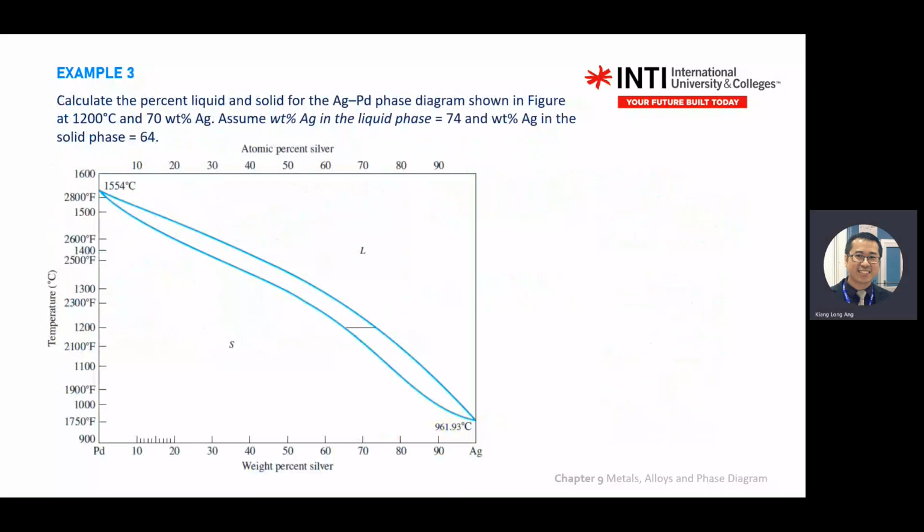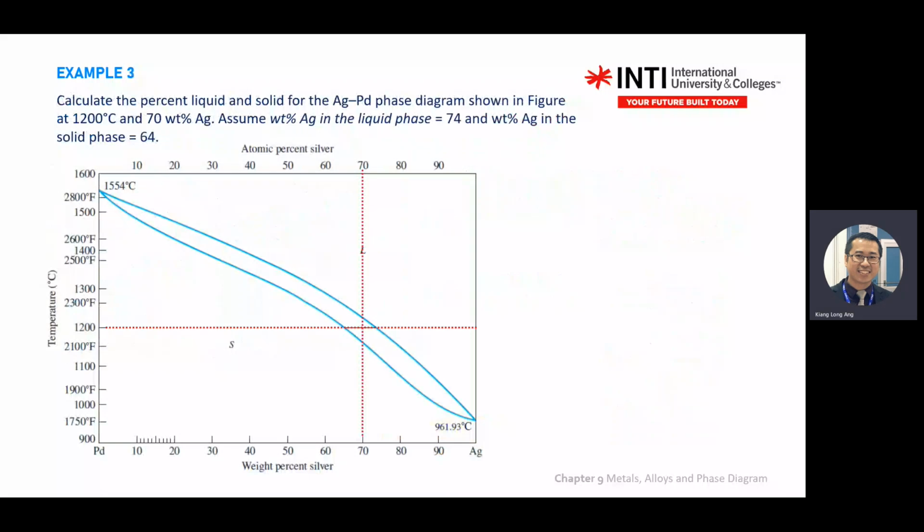So first step, always draw a straight line according to temperature. Here, the liquid phase here, solid phase here, and then here is a mixture between the two. Okay, you draw a line at 1200 degrees C, and then the target tells you the target is 70% of Ag. So you find Ag, work back 70%, draw another line. This is your X point.